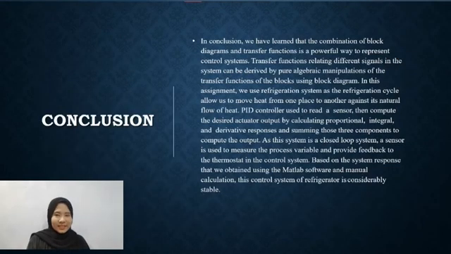In conclusion, we have learned that the combination of block diagram and transfer function is a powerful way to represent a control system. In this assignment, we use a refrigeration system as the refrigeration cycle allows us to move heat from one place to another against its natural flow of heat. As the system is a closed-loop system, a sensor is used to measure a process variable and provide feedback to the thermostat in the control system.